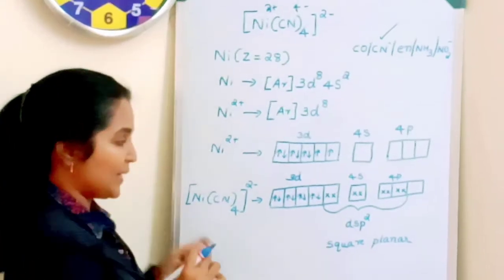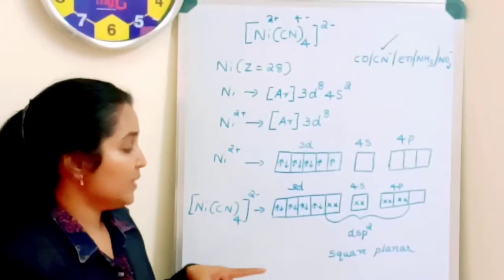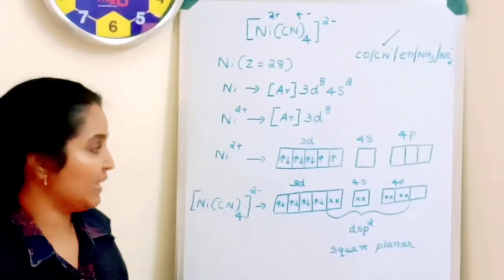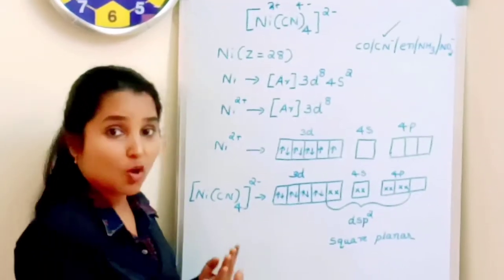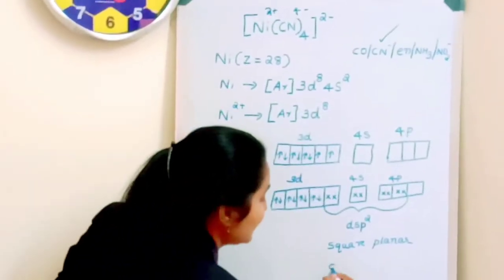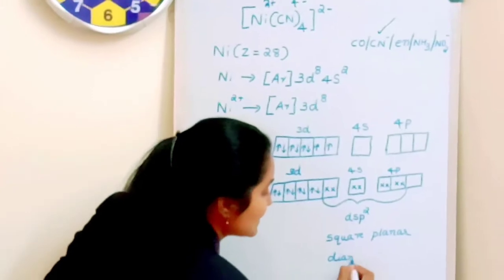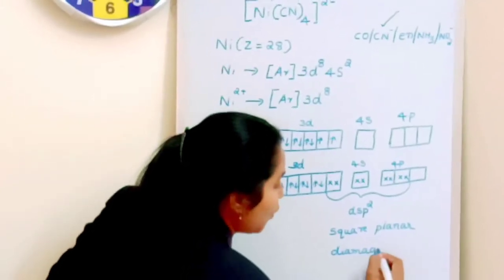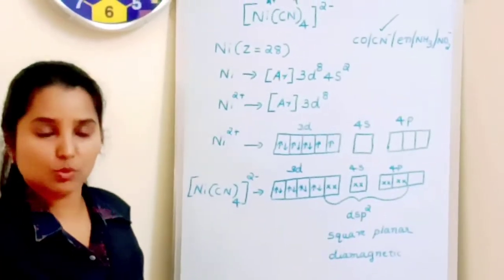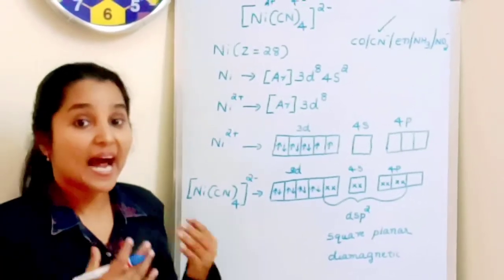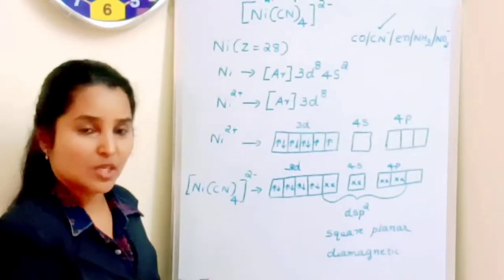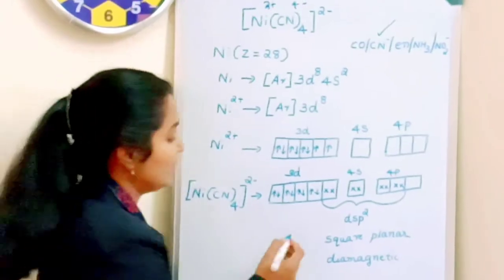So we have predicted its hybridization, we have predicted its geometry, and then coming to the magnetic behavior, whether it is paramagnetic or diamagnetic. This is diamagnetic. Why is it diamagnetic? This particular complex is diamagnetic in nature because of the absence of unpaired electrons. If it were paramagnetic, unpaired electrons should be present. But we have all electrons paired up. So it is diamagnetic in nature.